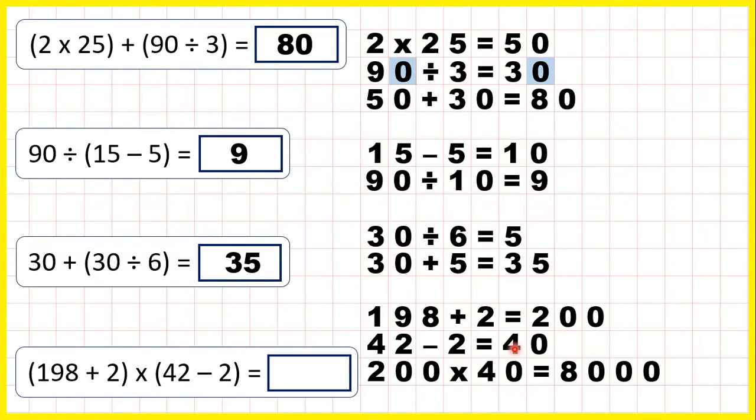So 200 times 40 is 8,000. That's because 2 times 4 is 8. And then if we have a total of 3 end zeros in a multiplication question, we need 3 end zeros in our answer. So that's 8,000.